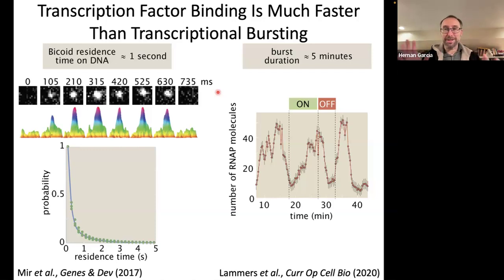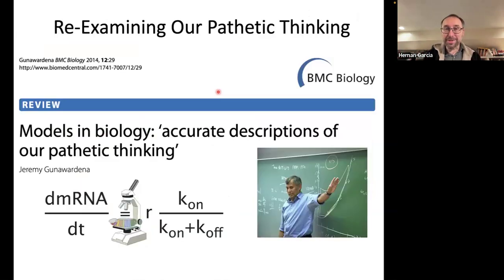Okay, so already the simple model showed us that there's something that doesn't make sense, because the prediction is that bursting dynamics and binding dynamics should be the same, and here they're separated by almost 2 orders of magnitude. Okay, and what this tells you is that we need to re-examine our model, or re-examine our pathetic thinking, like Jeremy Van likes to say. And so what he likes to remind us is that models in biology are not supposed to be accurate descriptions of nature, but accurate descriptions of our pathetic thinking. They're basically ways to test our assumptions.